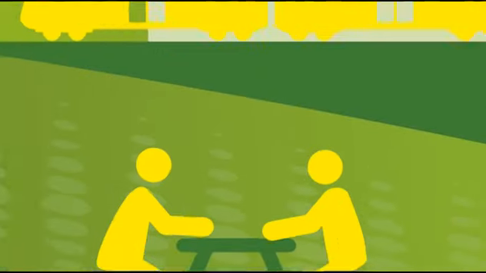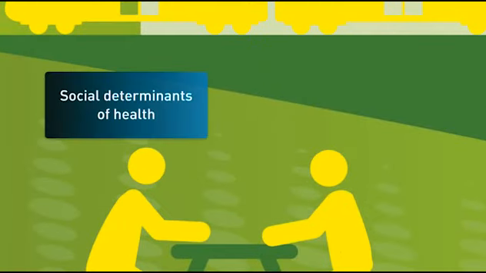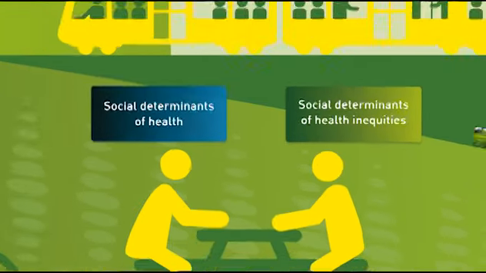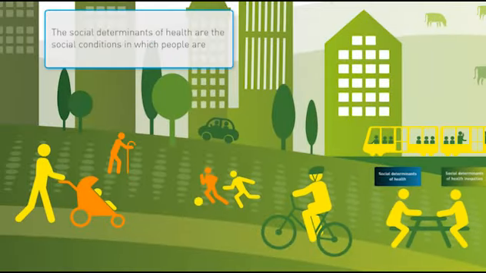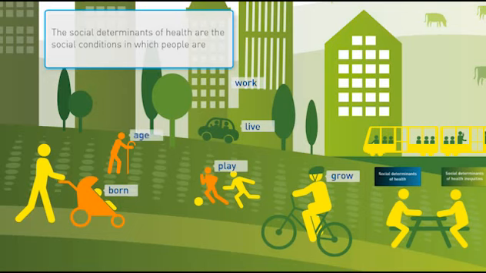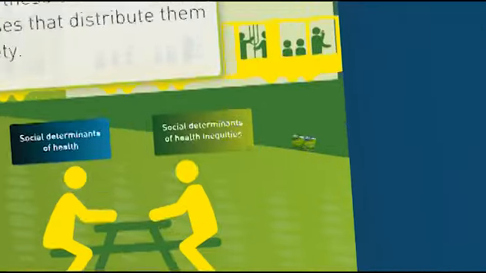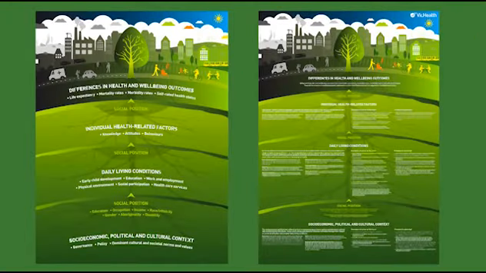Fair foundations makes the distinction between the social determinants of health and the social determinants of health inequities. The social determinants of health are the social conditions in which people are born, grow, live, work, play, and age, whereas the social determinants of health inequities refer to these conditions and the social processes that distribute them unequally in society. Fair foundations depicts the social determinants of health inequities as layers of influence.